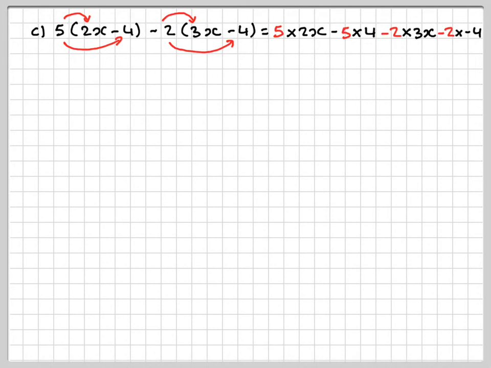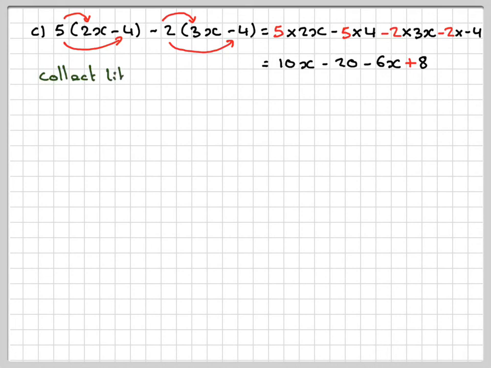5 times 2 gives me 10, so that will give me 10x. Here we're just going to get minus 20. Here we're going to get minus 6x. But here we've got a minus times a minus. So that will become a positive.